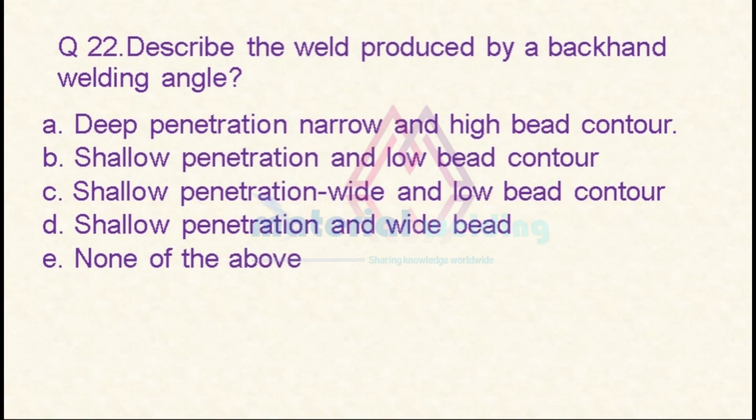Question 22. Describe the weld produced by a backhand welding angle. A. Deep penetration, narrow and high bead contour. B. Shallow penetration and low bead contour. C. Shallow penetration, wide and low bead contour. D. Shallow penetration and wide bead. E. None of the above.